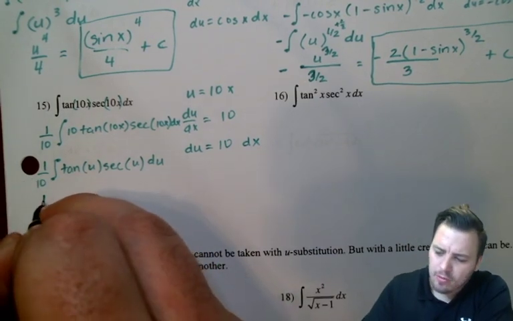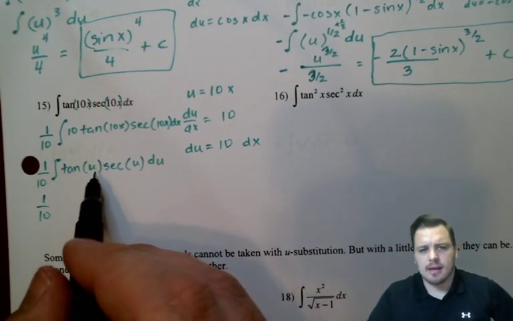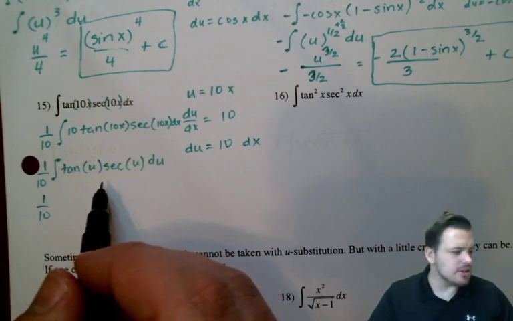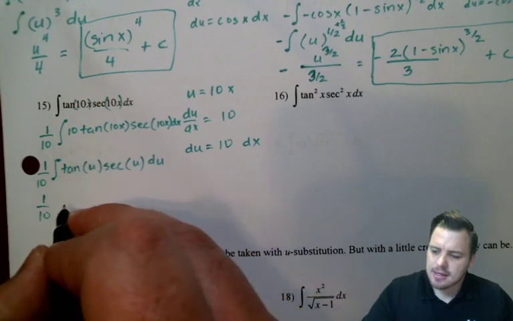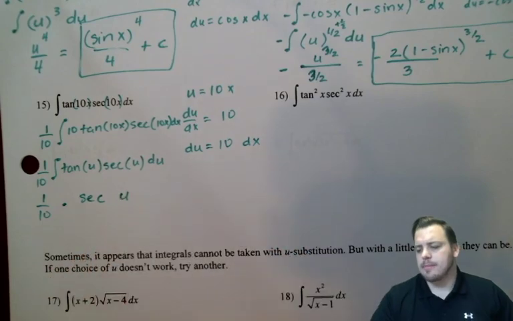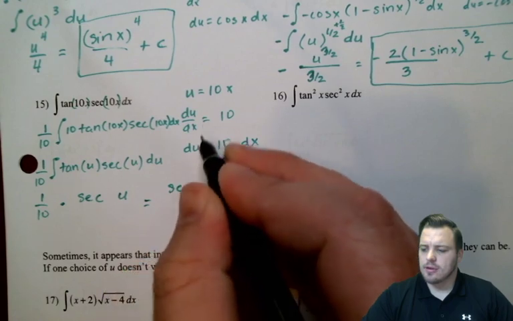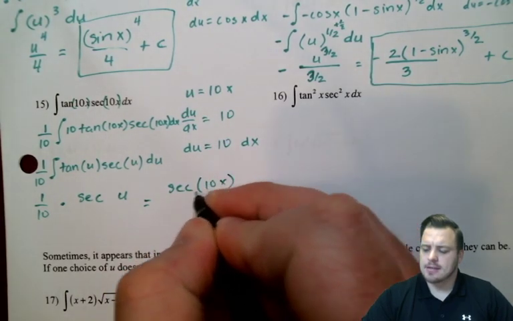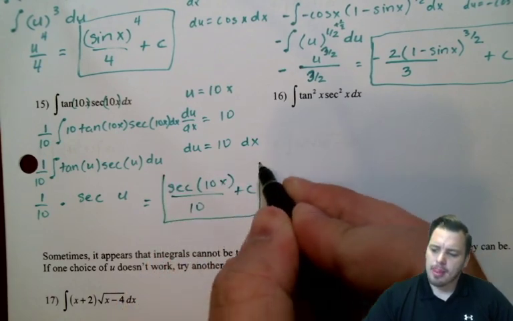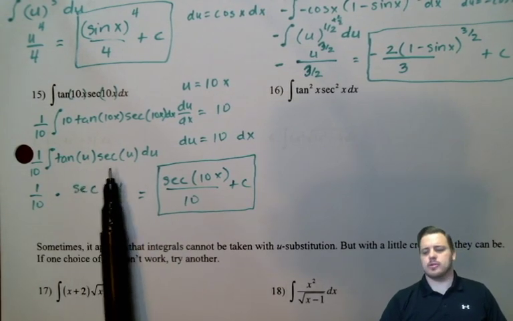So then that would go to 1/10, and then the antiderivative of tangent x secant x, if you were to look on your sheet, it's actually just simply secant x. So times secant of u, right? And then that would just simply take us to secant of u, plug it back in, secant of 10x over 10 plus c. Again, this is just a formula coming from the formula sheet.